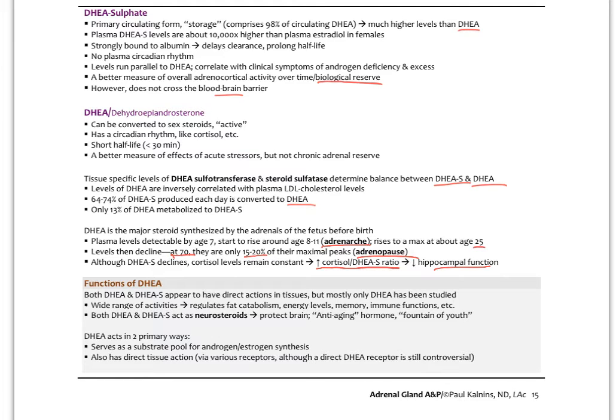Now, the functions of DHEA, both forms, DHEAS and the direct form, have direct actions on tissues, but mostly only DHEA has been studied, so we're going to focus on that one. Really is a wide range of activities. It regulates fat catabolism, energy levels, memory, immune function, and so forth. And then both these act as neurosteroids. A neurosteroid is a hormone that acts on the brain.